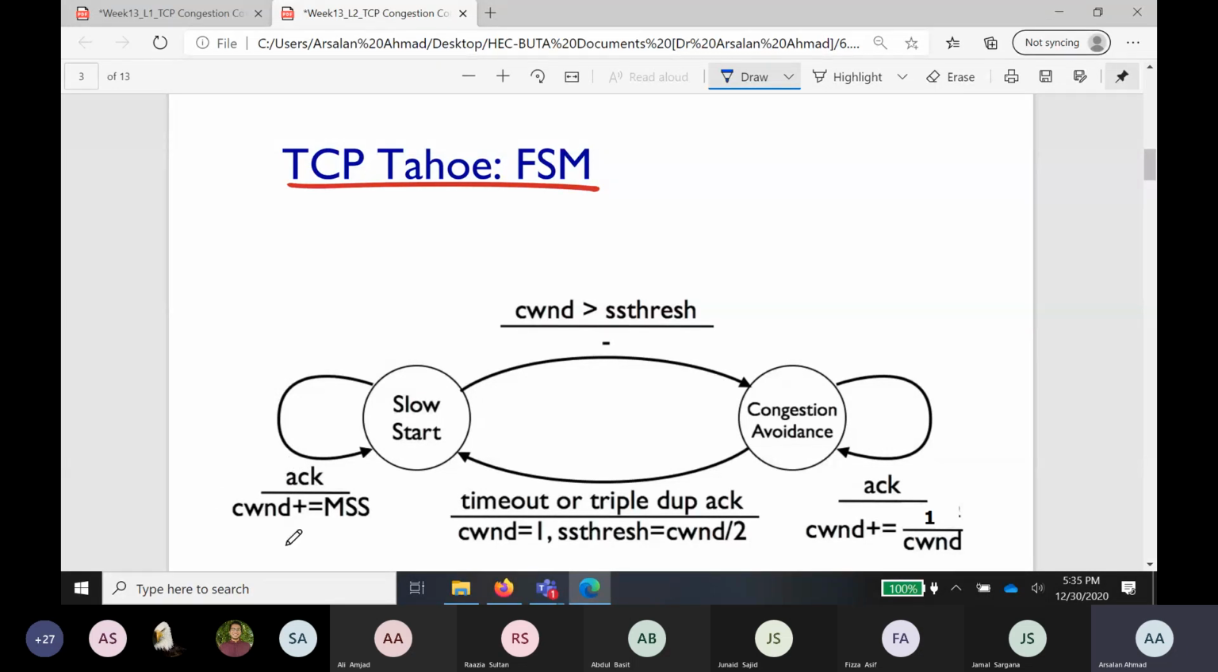Okay, and we will keep doing that until what? Until the cwnd becomes greater than or equal to the threshold, the SS threshold. So we hit the threshold. When we hit the threshold, we do nothing. We just leave the slow start phase and move to the congestion avoidance phase.